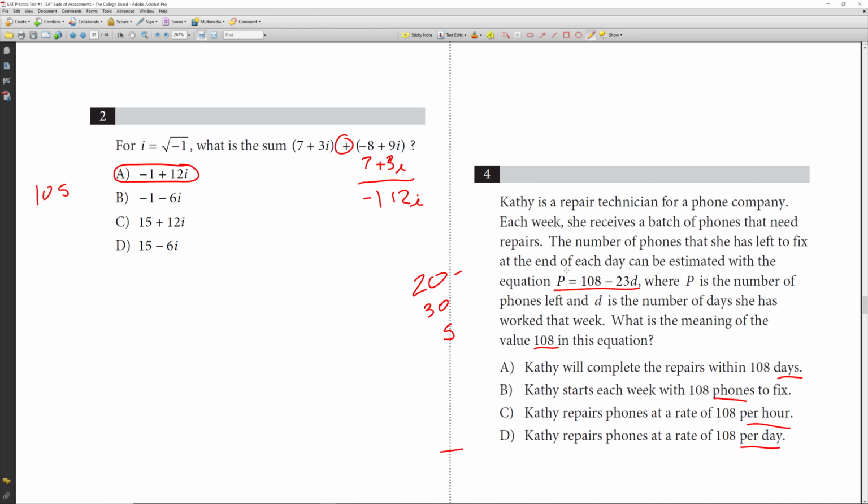So we know that P is defined as the number of phones. So if this is the units on the left side, the right side must also be the same unit. Which answer has a unit with the number of phones? So this is the only one, B. That's what I'm talking about. Because the answer is the only one with the correct units.